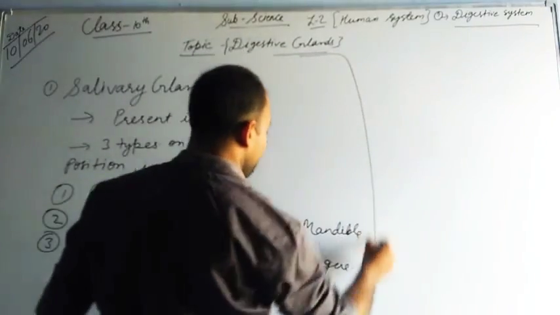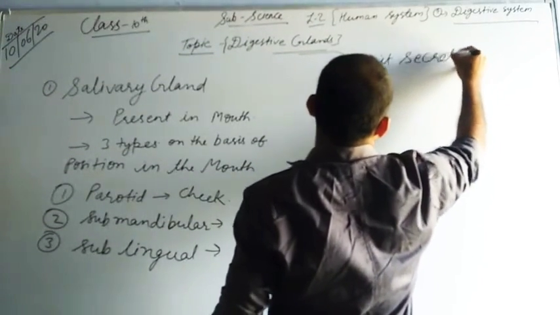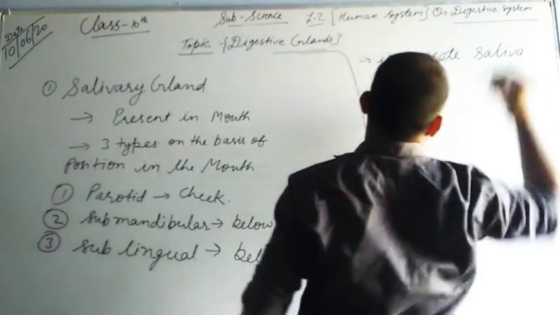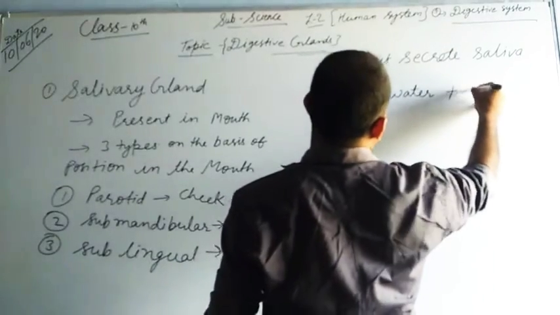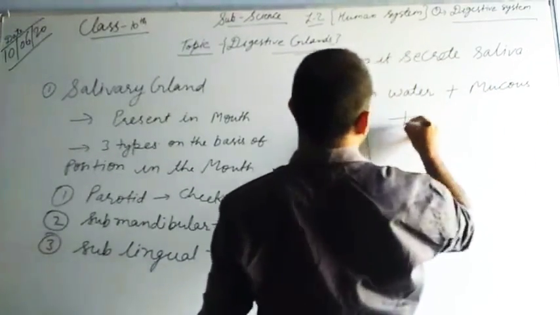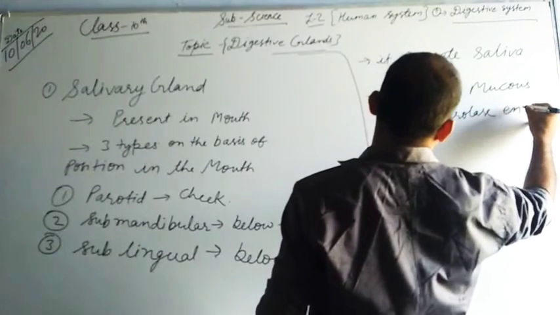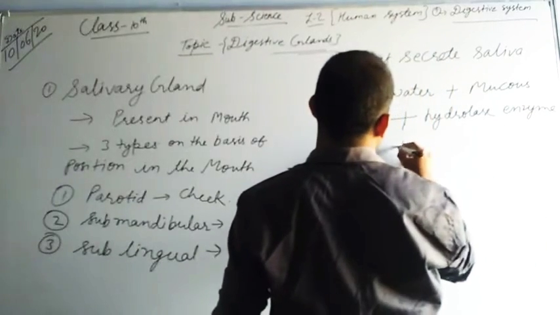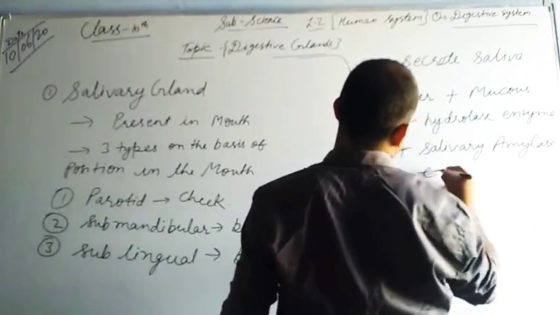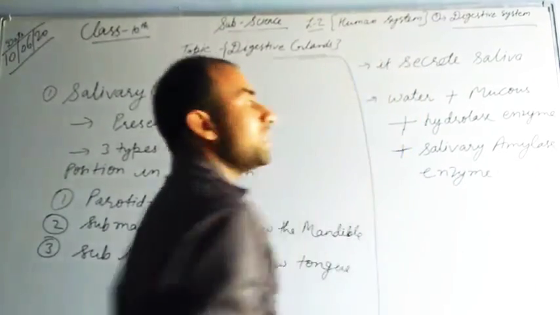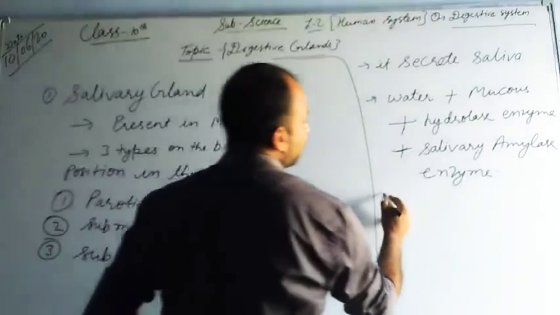Now, it secretes saliva. Saliva is actually what? Water plus mucus plus hydrolase enzyme plus salivary amylase enzyme. These are the things which are present in the saliva, due to which saliva is able to function.